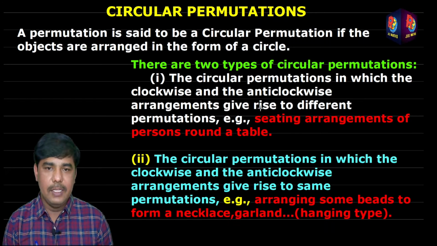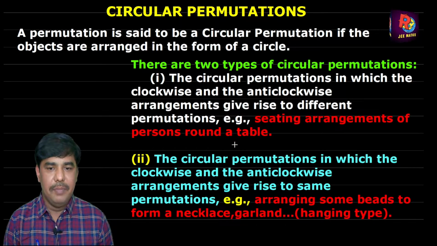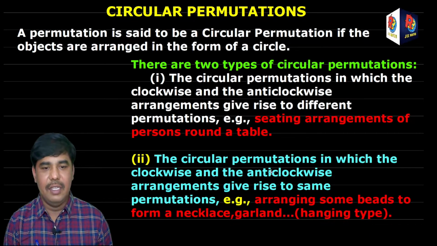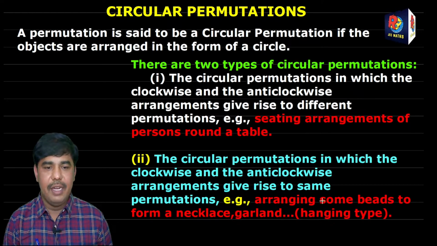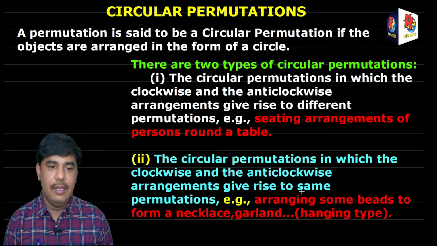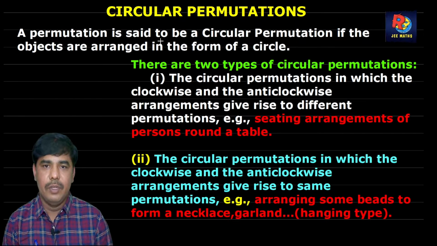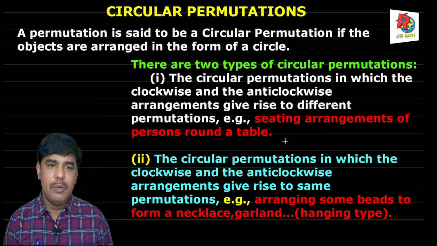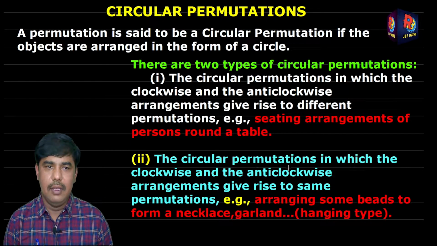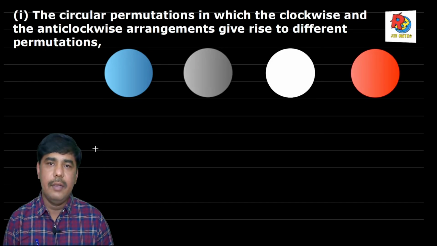You can observe this: if the anti-clockwise sense and clockwise sense are different, then it is a seating arrangement. If those two are the same, then it is a hanging type arrangement. Hanging type arrangement means we can take a necklace, garland and beads, all those are taken as hanging type arrangements. I will give a clear explanation about these two different circular permutations. First, I will discuss the first one.